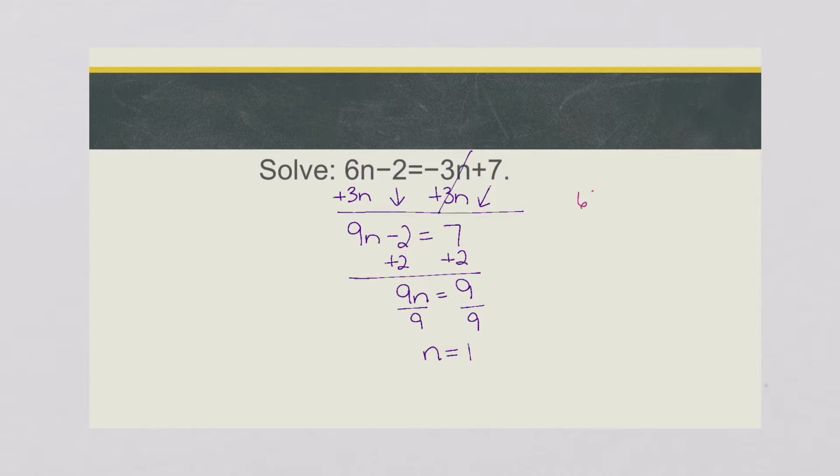So I've got 6 times 1 minus 2, is that equal to negative 3 times 1 plus 7. 6 times 1 is 6. Negative 3 times 1 is negative 3. 6 minus 2 is 4. Negative 3 plus 7 is 4. So I know this is right.